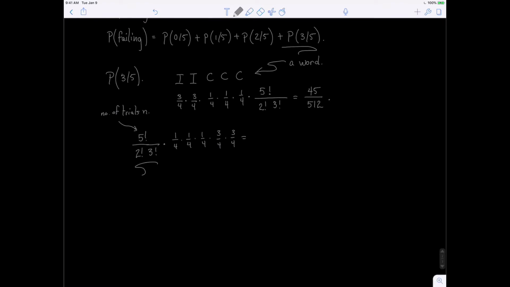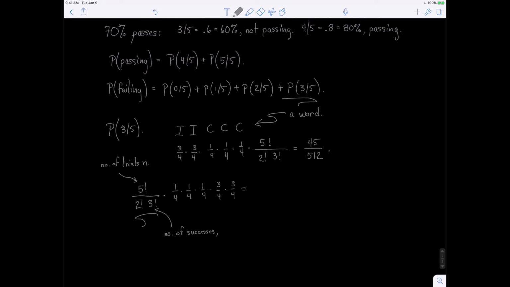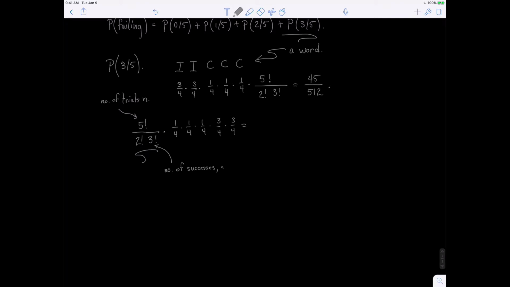We called that n. And this 3 here is the number of successes, which is usually marked as an x. But what about the 2? Well, what if we think of it this way? We have 5 factorial over the 2, and a 2 is the same as 5 minus 3 factorial, 3 factorial times.